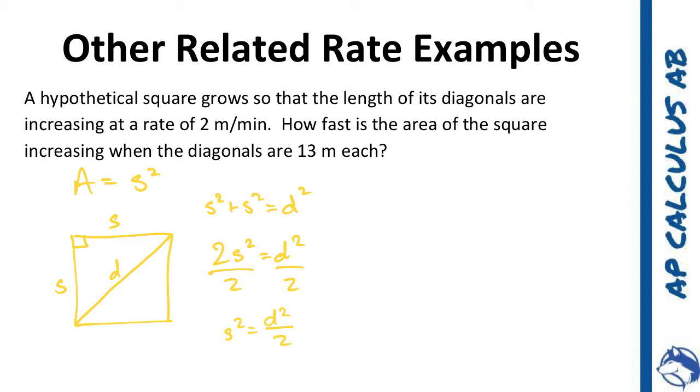And what I can do right now is I don't have to go any further because since this is my side squared, I've got side squared up there, and I can just replace it with my area is equal to diagonal squared divided by 2.